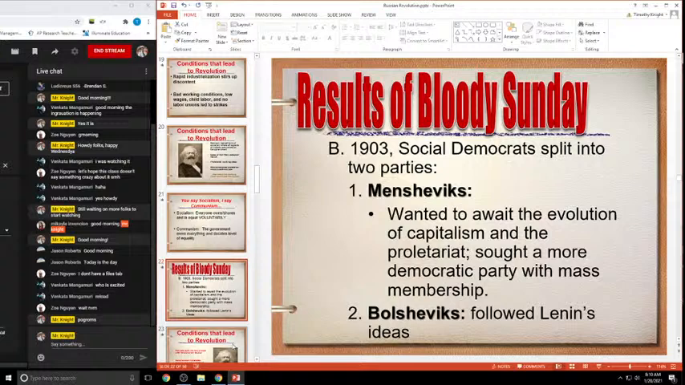But the Mensheviks and the Bolsheviks. The Mensheviks wanted to await the evolution of capitalism and the proletariat. They were seeking a more democratically oriented party with mass membership. The Bolsheviks, though, were going to be the radical communist sympathizers who followed Vladimir Lenin's ideas, which were based on Karl Marx's ideas. Not 100% the same, but very, very close.